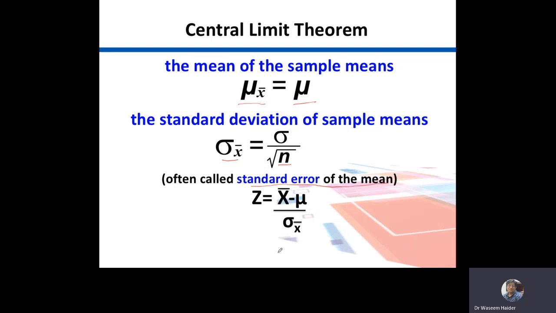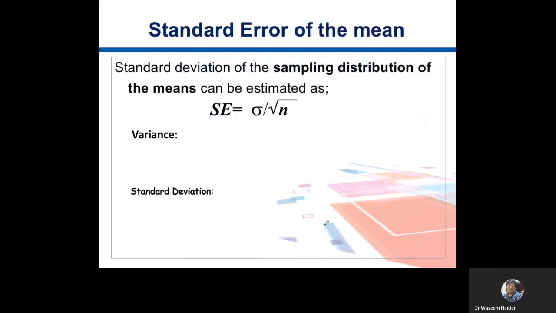And now our equation for z also modifies. So we have x bar here, which is the sample mean, and we are calculating its distance from the population mean. And now, rather than moving in terms of standard deviations, we will move with the standard errors. So in the equation here, previously we had standard deviation, but now we will have standard error. Standard error is given by sigma, the standard deviation, divided by the square root of n.